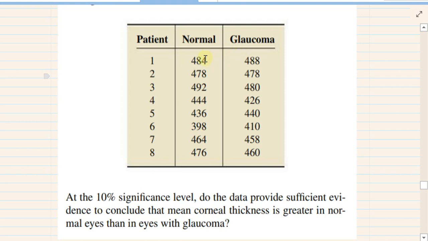A negative difference means the corneal thickness in the normal eye is thinner, not thicker. Now 492 is thicker than 480. So if I take 492 minus 480, that difference is 12. A positive difference means thicker corneal thickness in the normal eye.